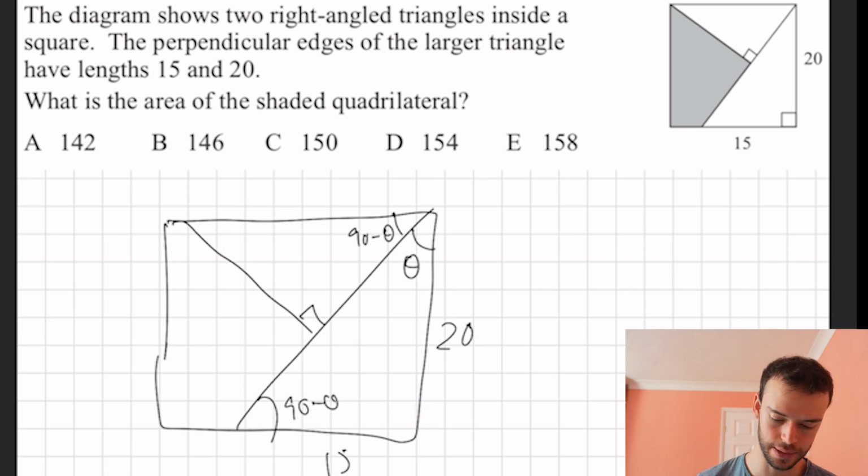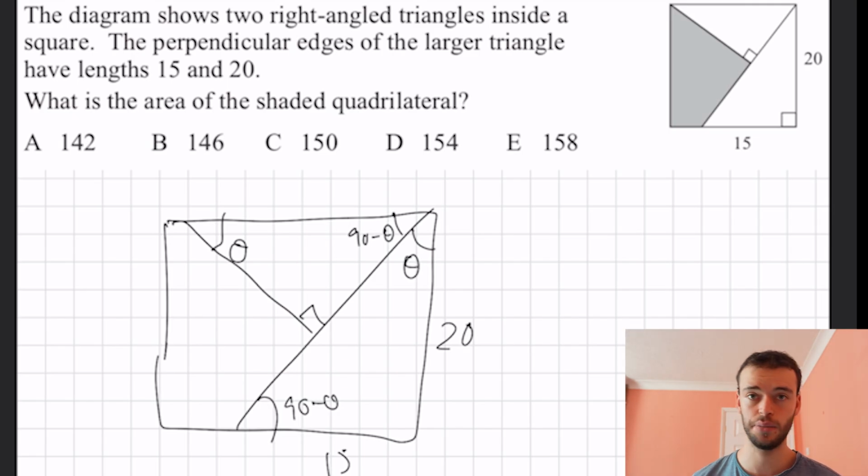What about this angle here? Well, if this is 90, and this is 90 minus theta, if we add those, we get 180 minus theta. And angles in a triangle sum to 180, so this must be theta. Cool. So what we can see here is that these two triangles are similar triangles because all of the angles are the same.